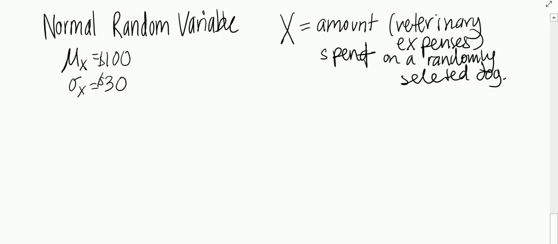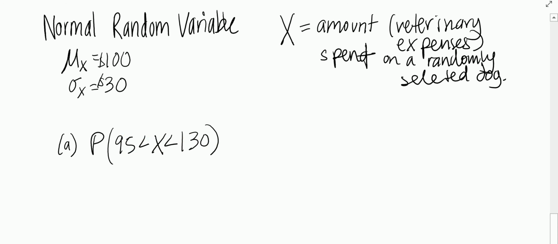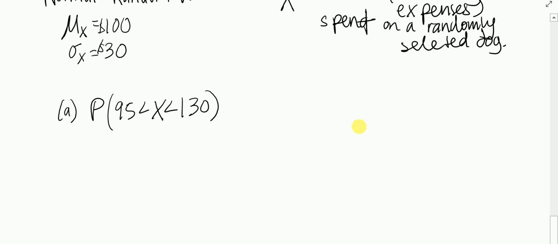And again, this is all pretty similar to what we did before, but we didn't tend to use the word probability. What they might ask you, for example, is, what's the probability that your veterinary expenses are between like $95 and $130? So they might ask you, what is the probability that the amount you spend falls in this range? And to answer that, remember, you're going to use your calculator. We're not trying to do this with the empirical rule at this point in the year.